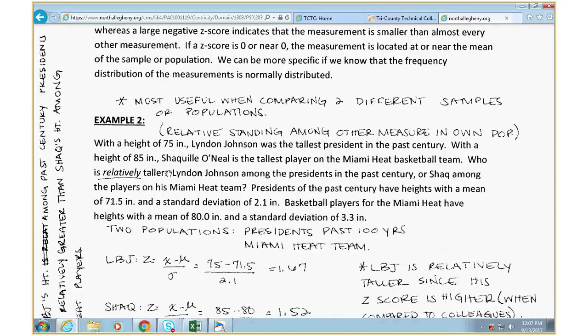All right, write this one down. You don't have to write all the crap. Just with the height of 75 inches, I want you to write this question down.